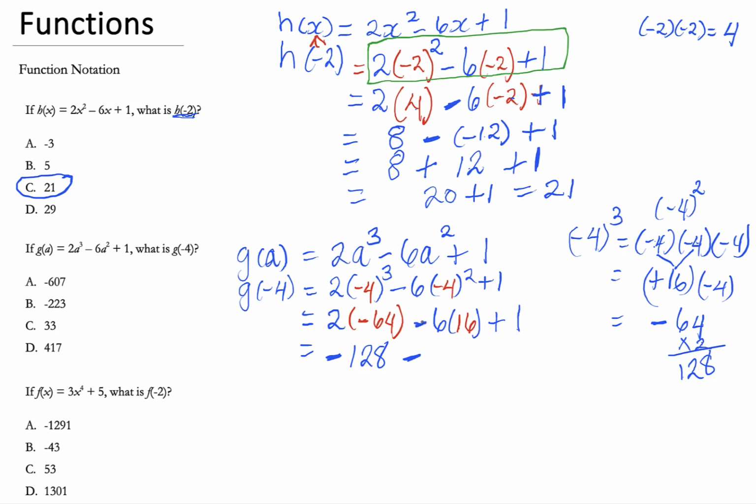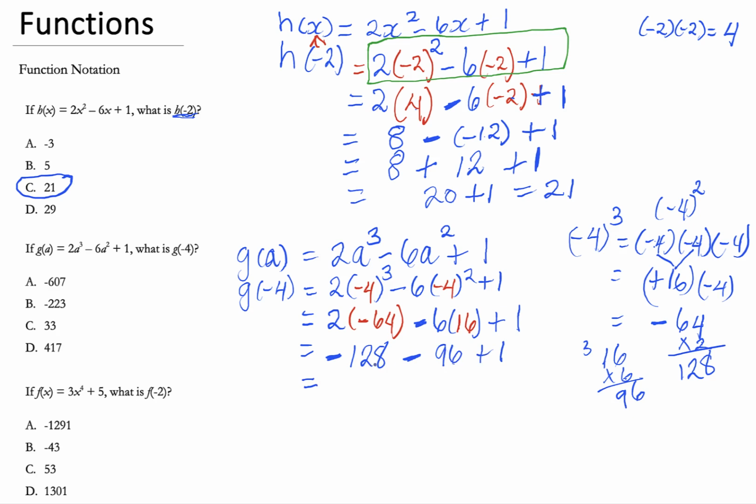Minus, remember this is our operator. 6 times 16, go on the side. 6 times 6 is 36. 6 times 1 is 6. Plus 3 is 9, so that's 96. Plus 1. Now, because they're only subtraction and addition, we're going to do whichever comes first.